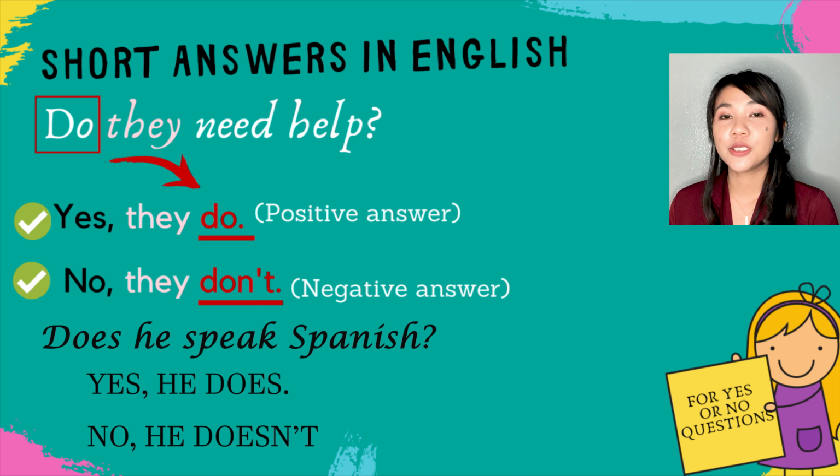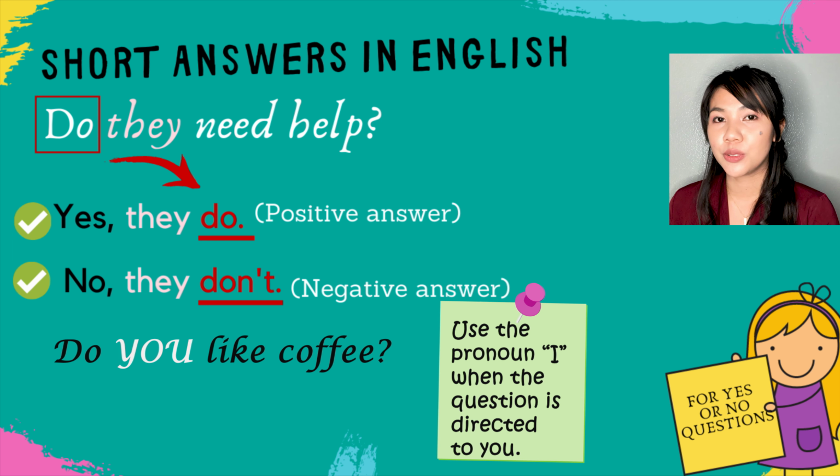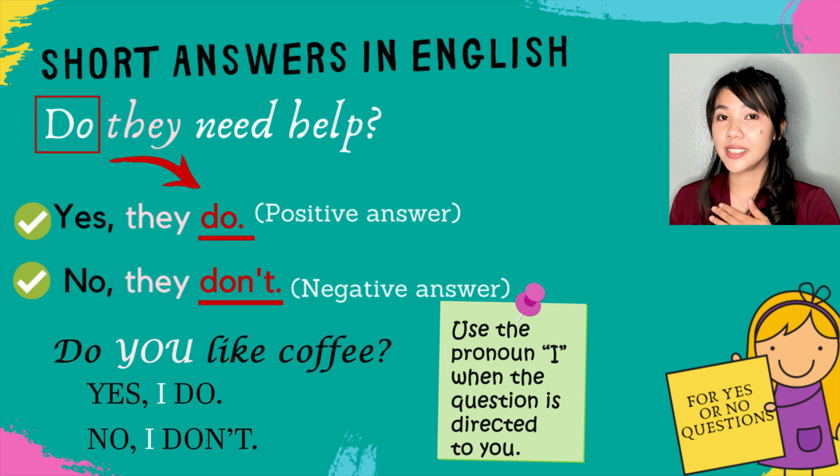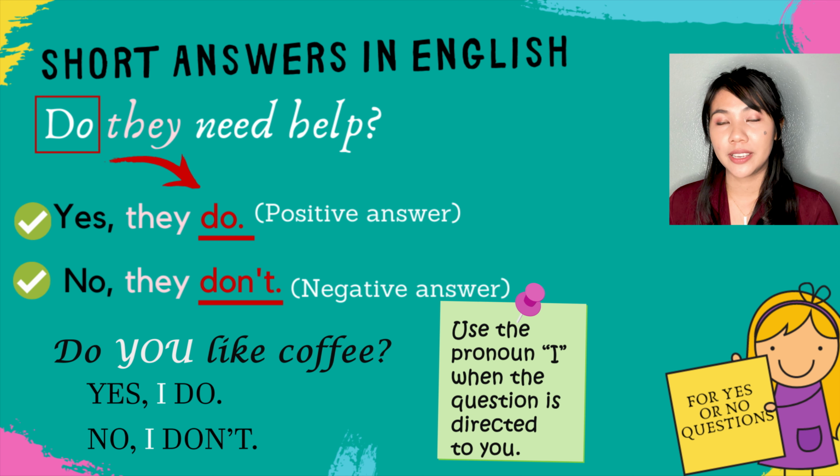However, you also need to pay attention to the subject here. Let's look at this example. Do you like coffee? In this question, the subject is you. This means that the question is directed to you. You don't say, yes, you do. You say, yes, I do. No, I don't. So you see the same principle applied all the way.